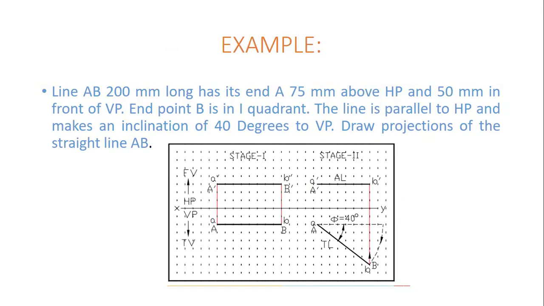So next example, the same type. Here the line is inclined to VP and parallel to HP. Here the top view is inclined at an angle 40 degrees. So you have to draw the front view.